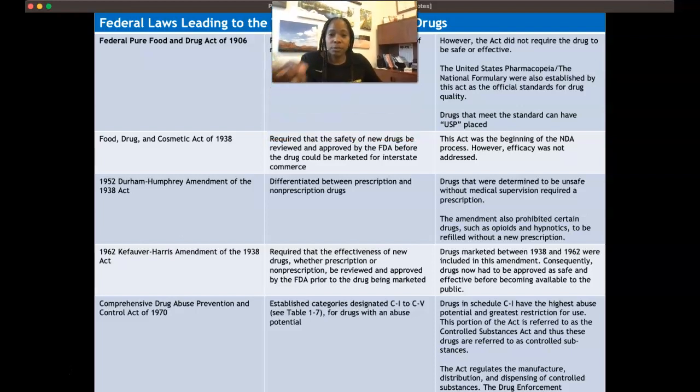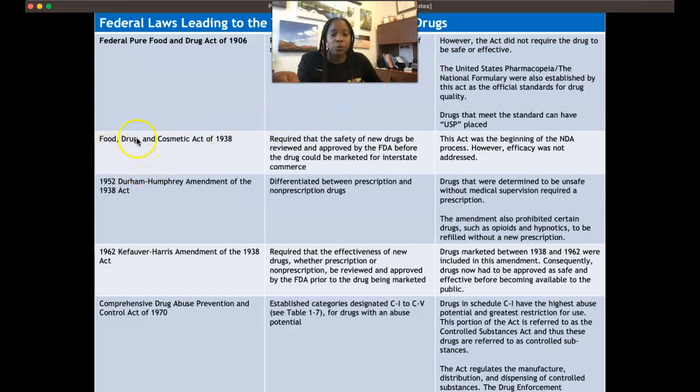The hard part with this particular Pure Food Act is it didn't require the drug to be safe or effective. So people could create drugs and, for lack of better words, not test them and not know if the drug in its form was actually safe. So they could just give them to patients. Patients might have adverse side effects, right?